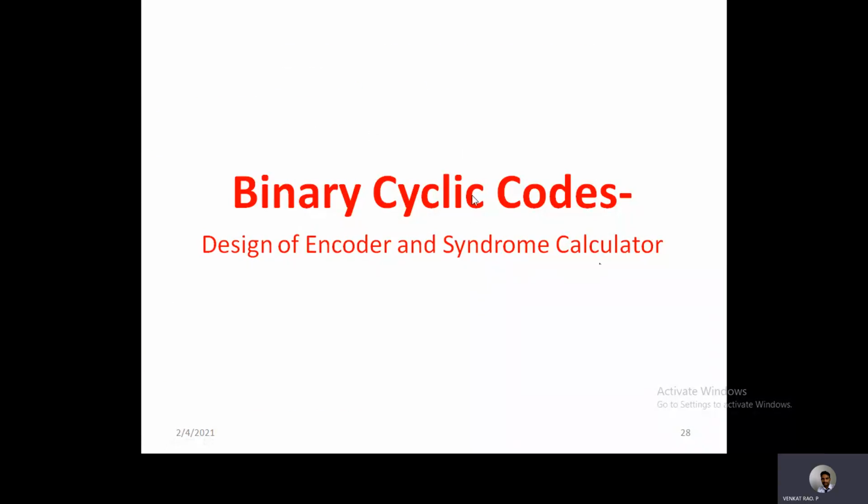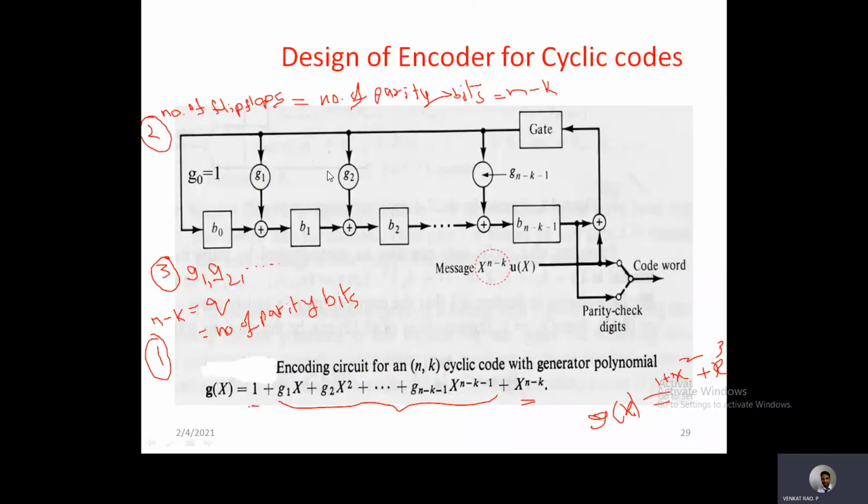So now let us see the basic block diagram for the encoder for cyclic codes, and all of you remember that these encoder circuits are designed based on the systematic cyclic code form. So assume that everything I am going to discuss here is based on systematic cyclic codes. Okay. Now let us observe the basic block diagram of an encoder for cyclic codes. Later we'll discuss the decoder.